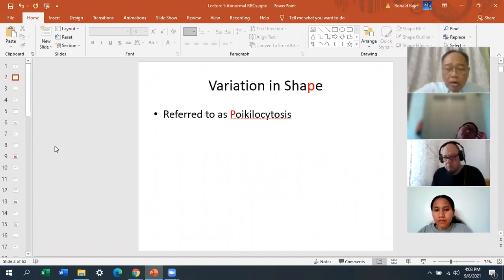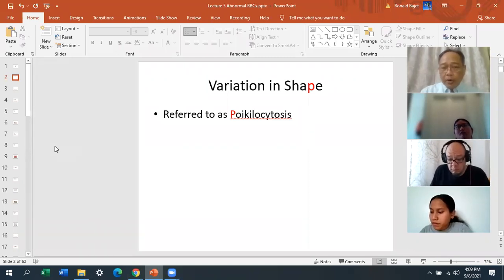As you know, variations in shape is poikilocytosis. So unlike anisocytosis, if you report poikilocytosis, you have to report the type of poik. So if you see a smear where there's a lot of different shapes, you can't just say 2 plus poikilocytosis or 1 plus poikilocytosis.